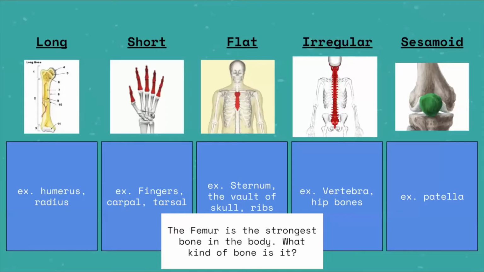So like we talked about, there are 5 different kinds of shapes of bones. We have long bones, short bones, flat bones, irregular bones, and sesamoid bones. An example of a long bone would be the humerus or the radius. Does anyone else want to give an example of a long bone that they know about?